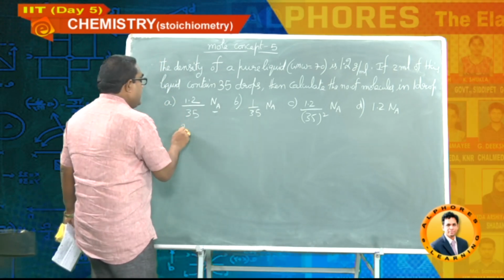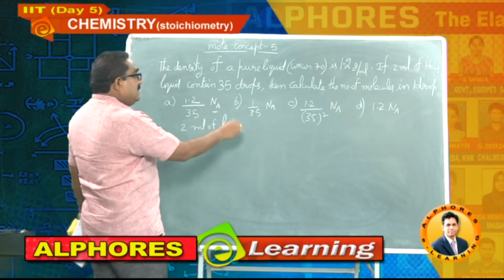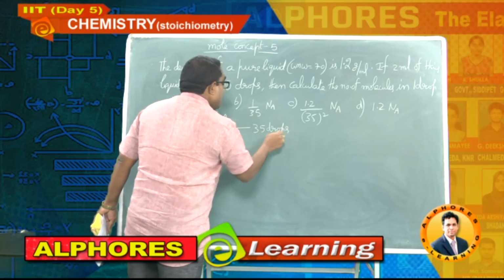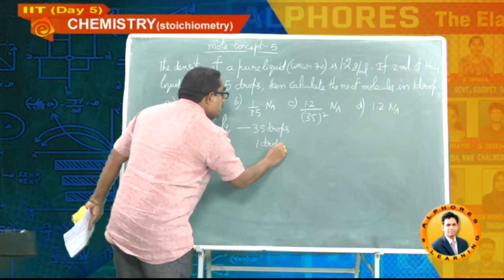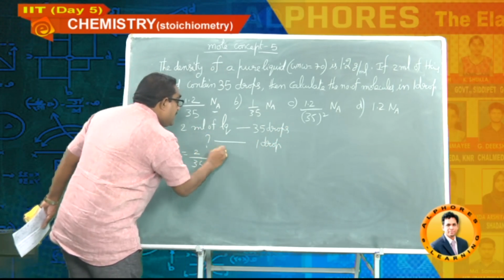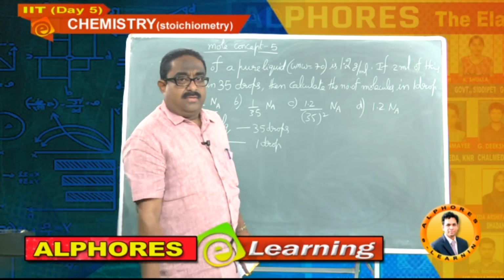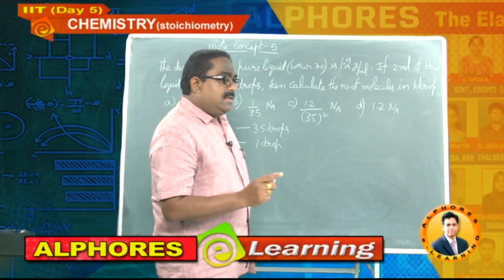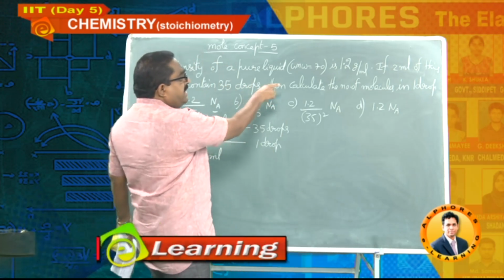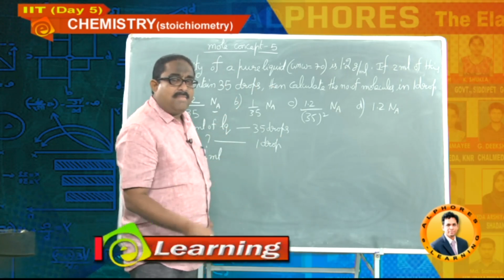As given, 2 ml is there in 35 drops, but he is asking you to calculate the number of molecules in 1 drop. So let me calculate first the volume of liquid present in 1 drop, students, right? Okay, I am writing here 2 ml of liquid possess 35 drops. Now if you want to calculate the volume of liquid in 1 drop, it becomes 2 by 35 ml.